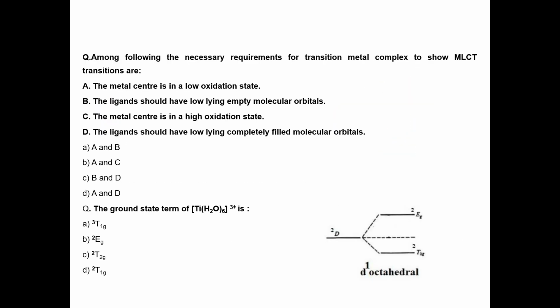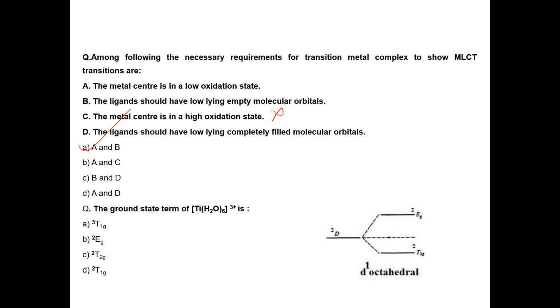Among the following necessary requirements for a transition metal complex to show MLCT transitions: the metal should have a low oxidation state. The ligand should have low lying empty molecular orbitals. The metal center is in high oxidation state, so this is a wrong statement. The ligand should have low lying completely filled orbitals. I think these questions we have already discussed in detail.